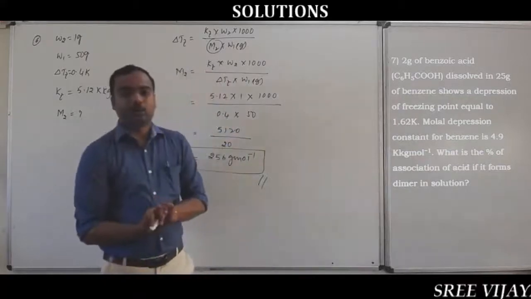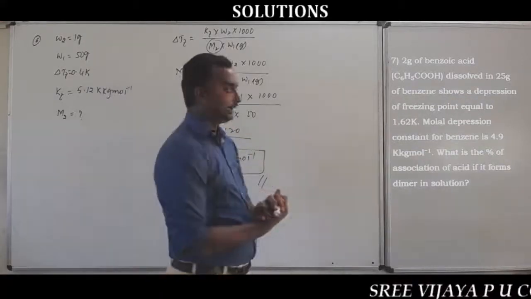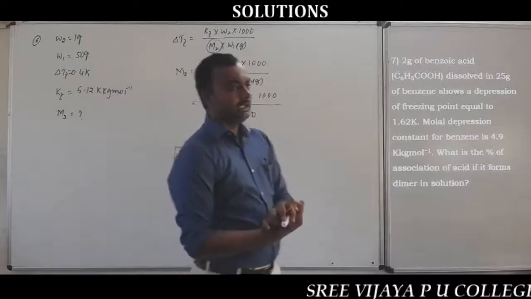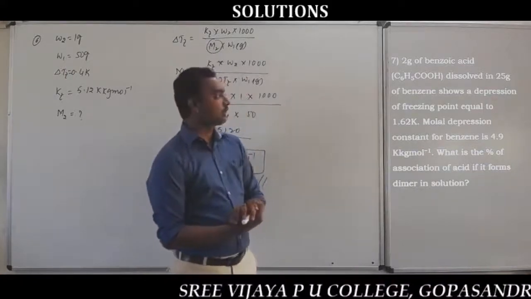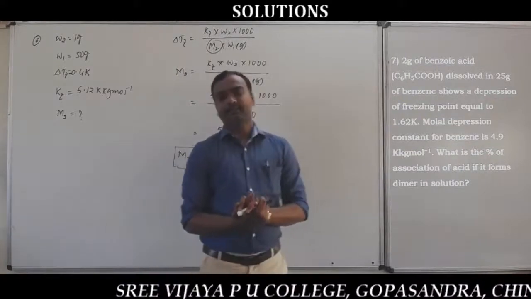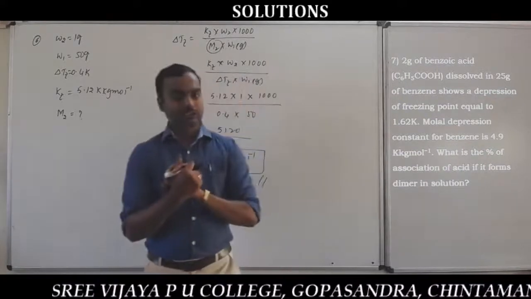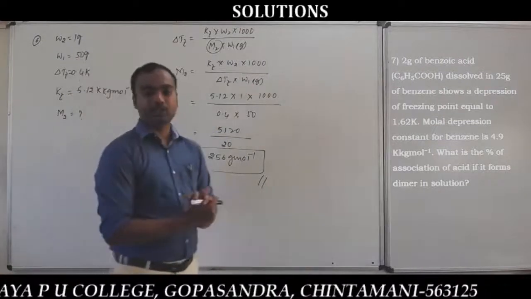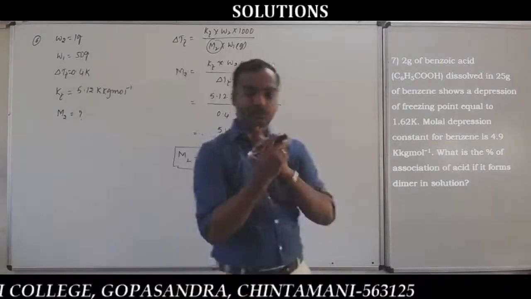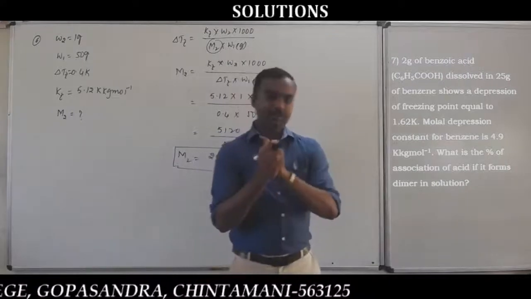It's a somewhat different problem, based on Van't Hoff factor and degree of association. Already in the previous classes, I said that acetic acid in benzene undergoes dimerization. That's the best example for association of solute, so that the abnormal molar mass is higher compared to that of the normal molar mass.